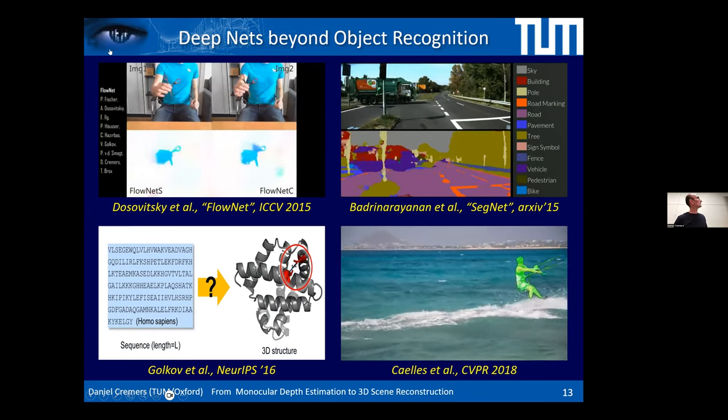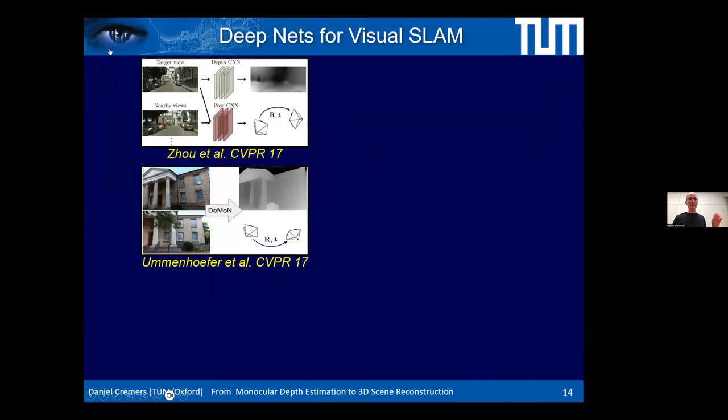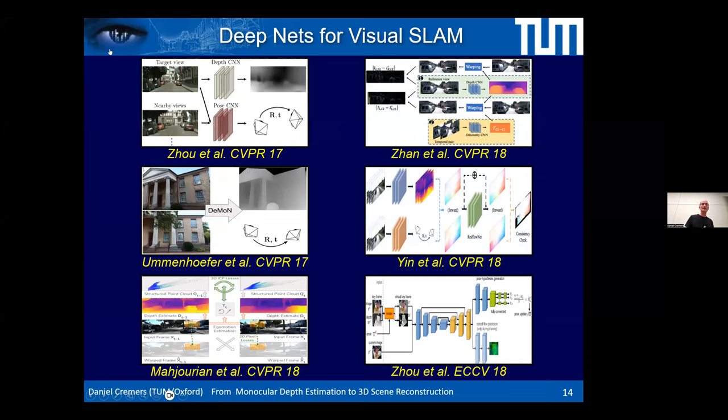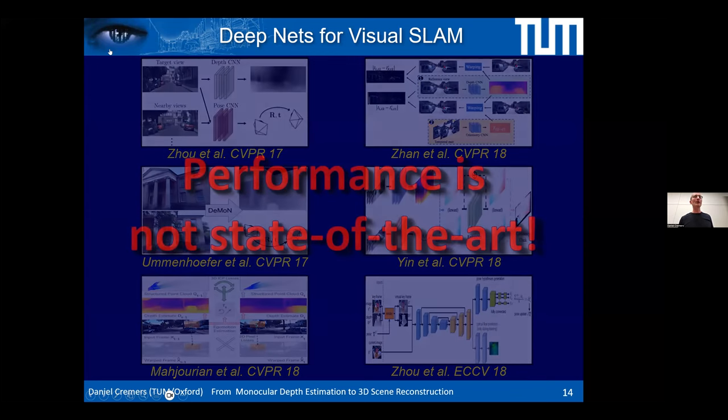So can't we do something for SLAM? And indeed, this took a little bit longer in the making, but around 2017 and 2018, there were a lot of SLAM approaches that were deep learning based, that appeared to estimate camera motion and 3D structure with suitably trained deep networks. But unfortunately, at least from our perspective, a lot of these initial works were not state of the art in terms of performance on how accurately you can track a camera, for example.